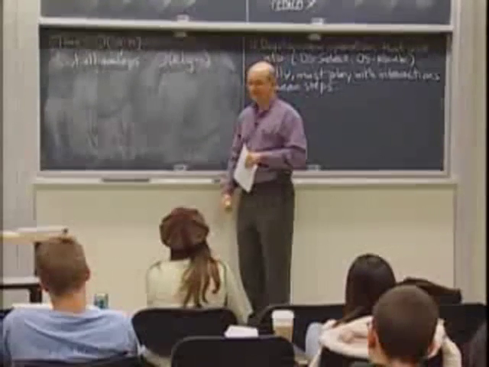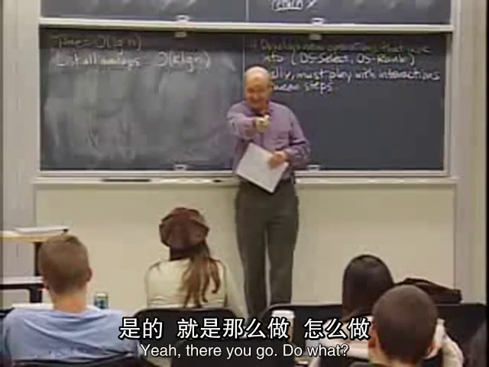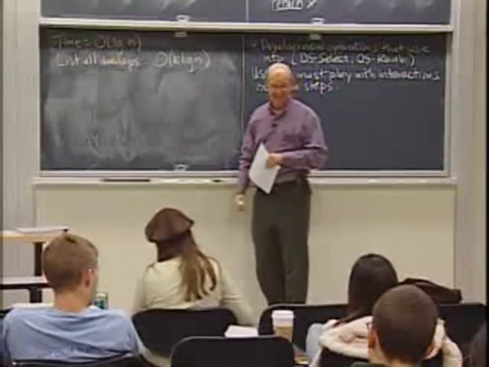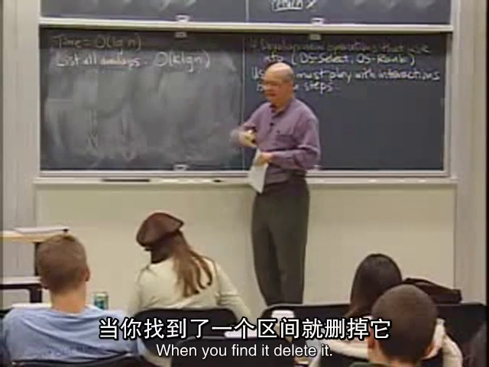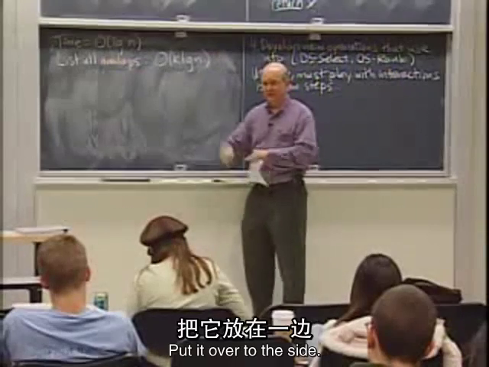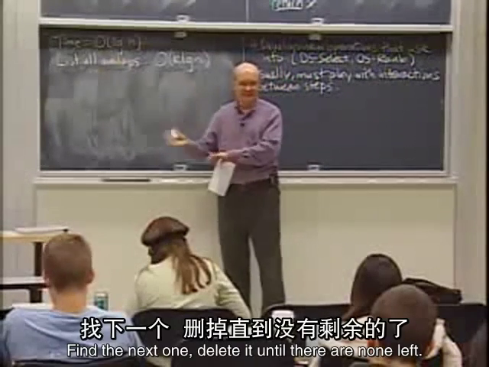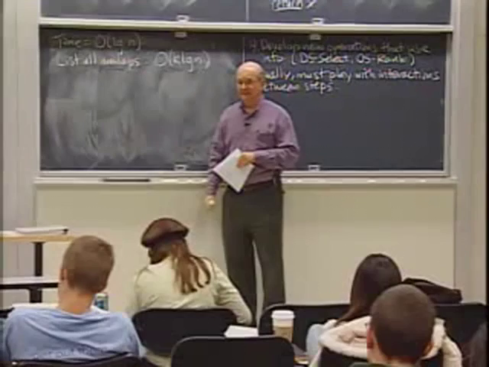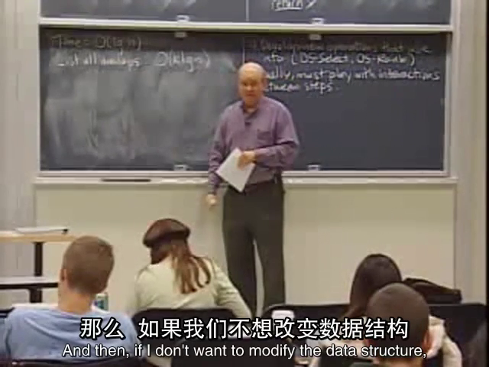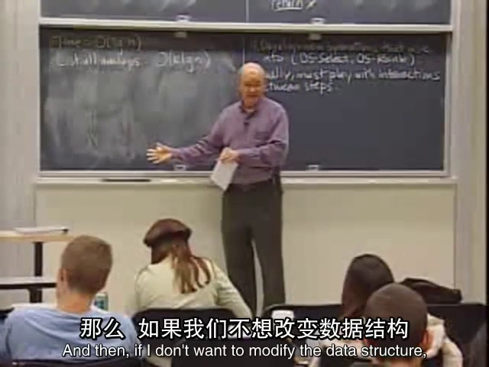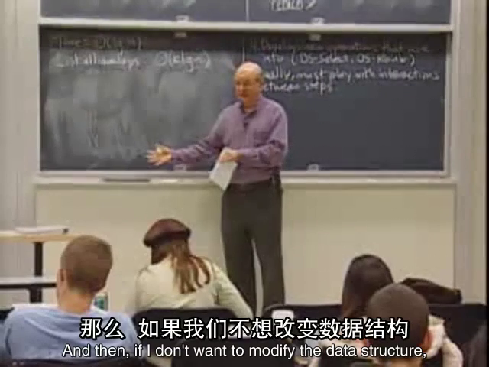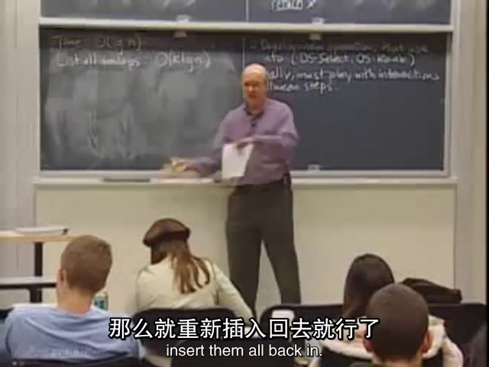Well, how do I know it's? Yeah, there you go. When you find it, delete it. Put it over on the side. Find the next one, delete it, till there are none left. And then if I don't want to have modified the data structure, insert them all back in.